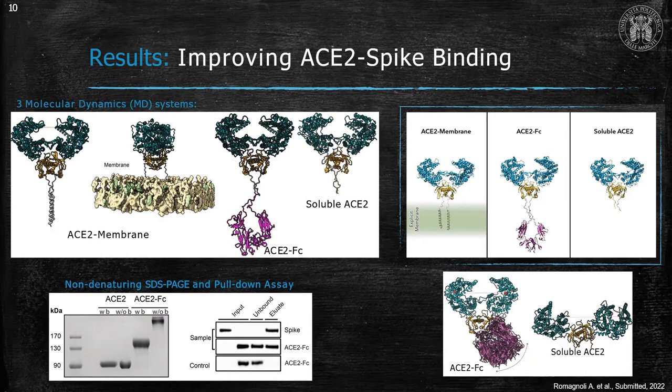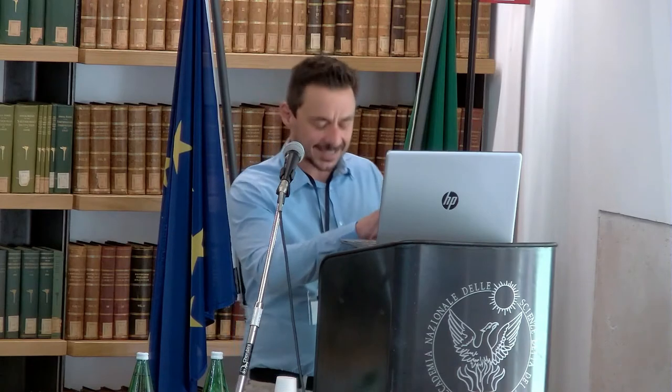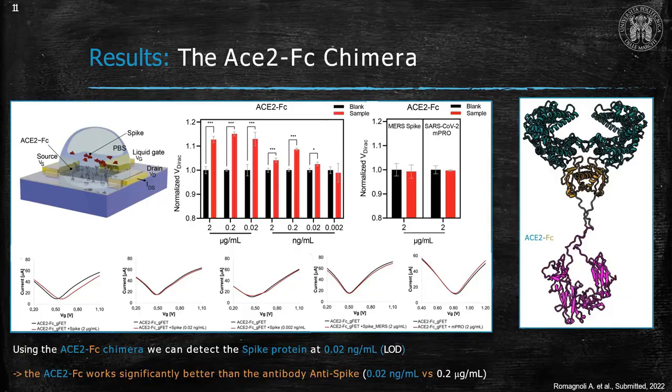We know that the receptor, to be functional, must be a dimer. And we don't know if the soluble portion alone is enough to keep the dimeric conformation of the receptor. So to improve the propensity of the receptor in maintaining the dimeric conformation, we decided to join the soluble portion of the ACE2 receptor with the Fc domain of the antibody, which is characterized by the presence of several salt bridges, several interactions that stabilize this portion. In this way, we created a chimera, and we called it ACE2-Fc.